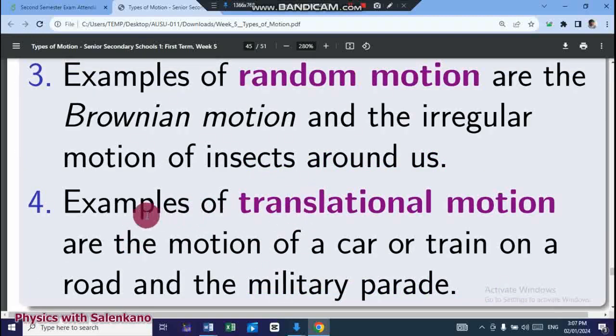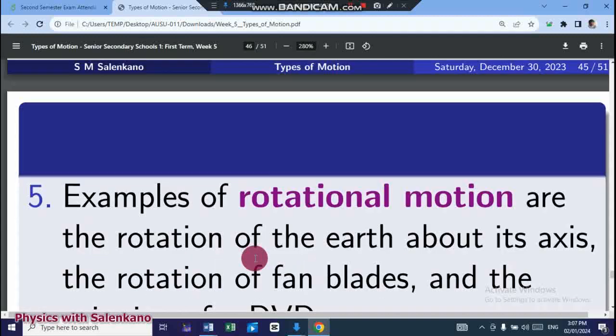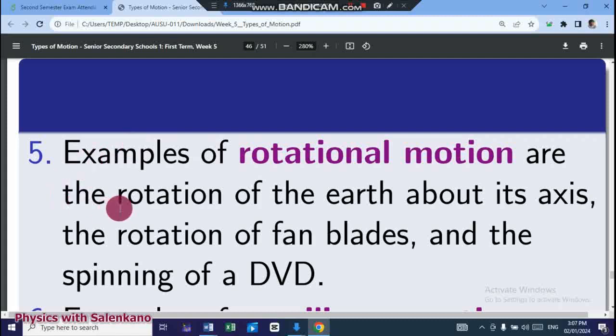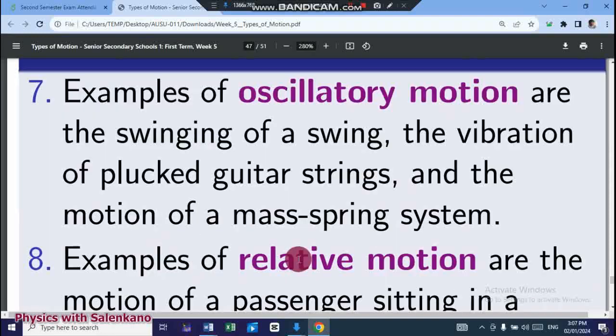Examples of translational motion are the motion of a car or train on a road and the military parade. Examples of rotational motion are the rotation of the Earth about its axis, the rotation of fan blades, and the spinning of a DVD. Examples of curvilinear motion are the motion of a ball when kicked, cars along a curved road, and the roller coaster train along its track.